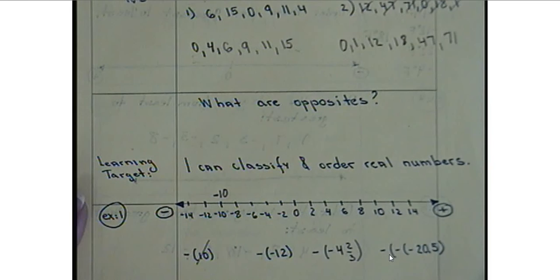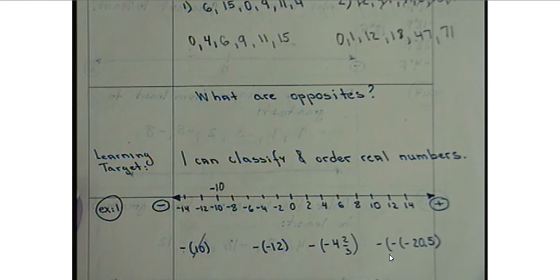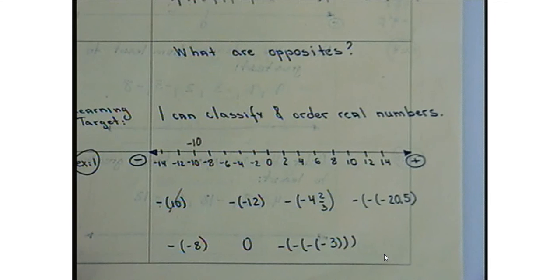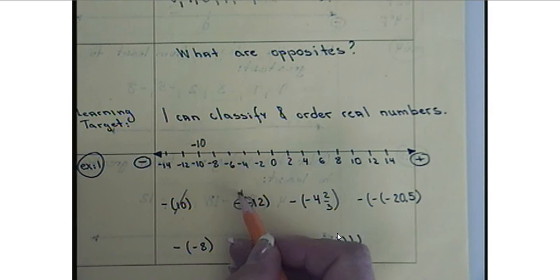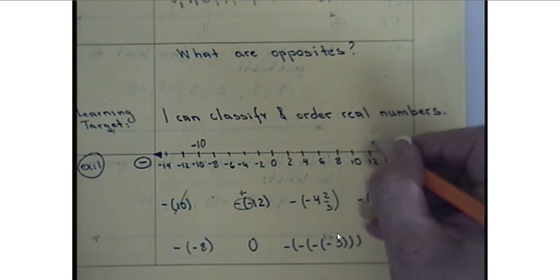Next one is negative of negative 12. We remember from last year, when we have two negative signs and we combine them, they always change to positive. So negative negative 12 is actually equal to a positive 12. So I'm going to put 12 up here.